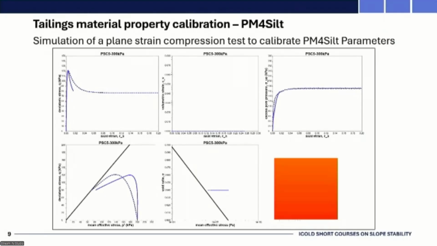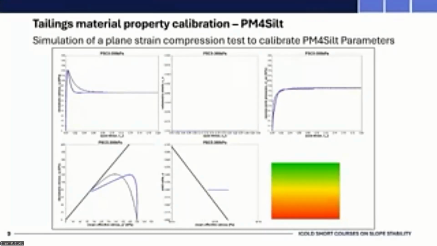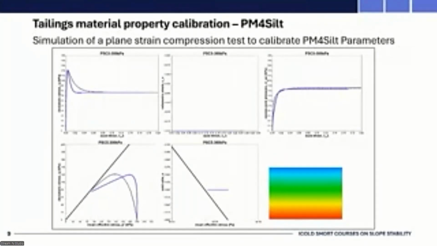So the dashed line is the NorSand model, and that blue solid line is PM4 Silt. In this instance, we can see that pre-peak stress, so before the peak strength is reached, we have a very good fit, with the PM4 Silt model showing slightly more brittle behavior. The peak and residual strengths are pretty well matched, but we can see that PM4 results in a more rapid drop in strength, so it's a more brittle response. But we did try to get the pre-peak behavior to match as well as possible.